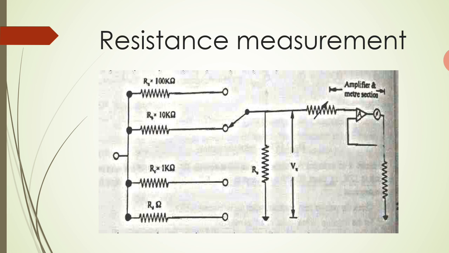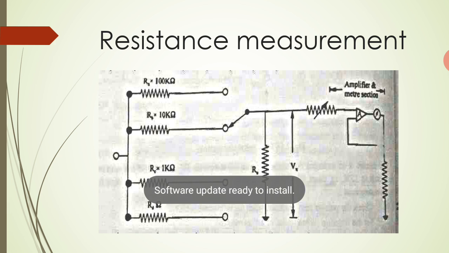Next is resistance measurement. The diagram shows the ohmmeter section of the multimeter. When the function switch of the multimeter is placed in the ohms position, the unknown resistor is connected in series with an internal battery. The meter simply measures the voltage drop across the unknown resistor. Since the voltage drop is directly proportional to its resistance, the meter scale gives the reading in terms of resistance. Now the procedure for resistance measurement.